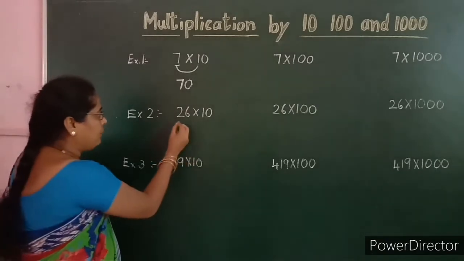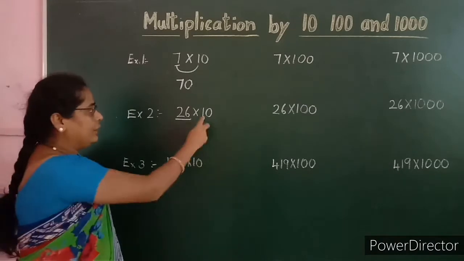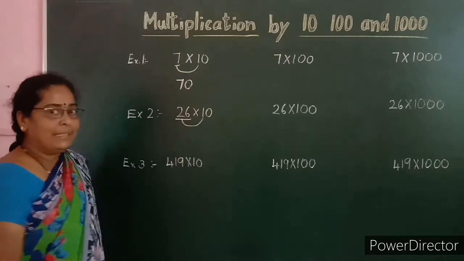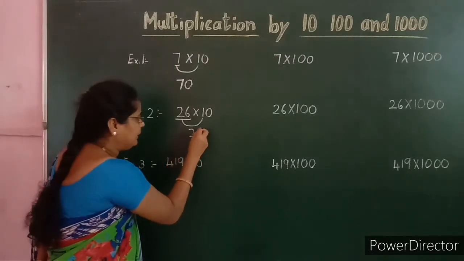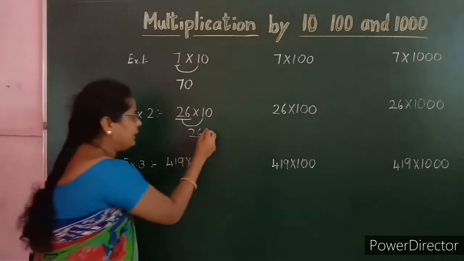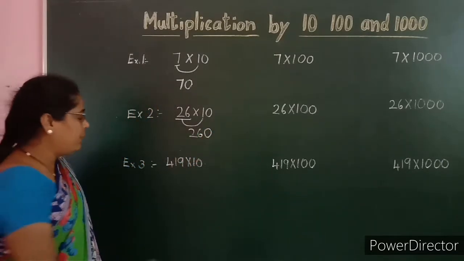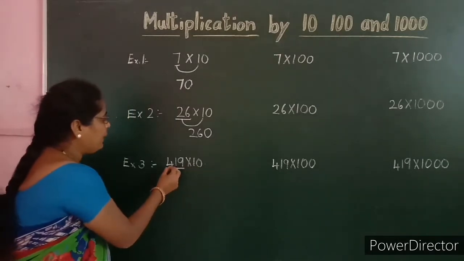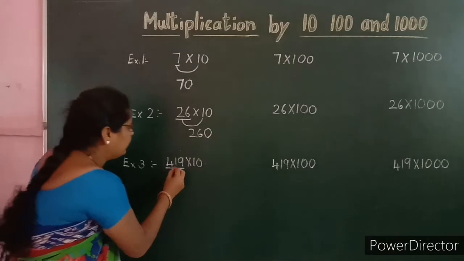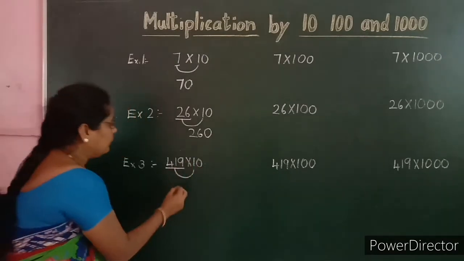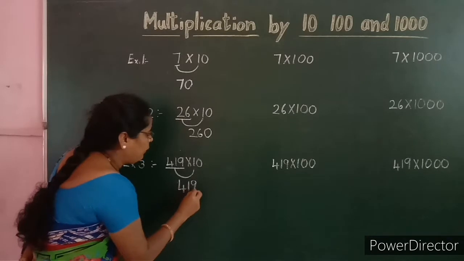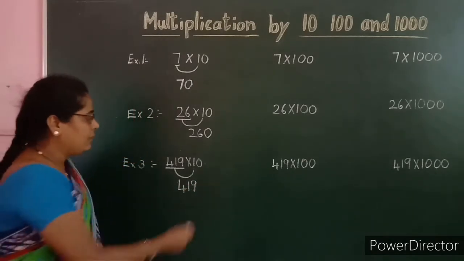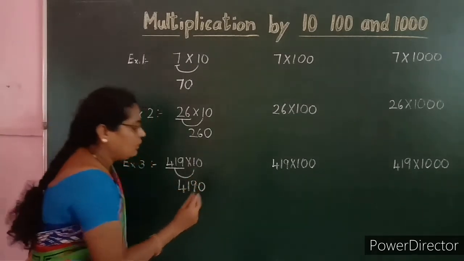Let's see one more example. 26 into 10. Here you multiply 26 into 1. 26 ones are 26. Then write 10. One more example. 490 into 10. Here you multiply 490 into 1. That is 490. When we multiply a number by 1, the answer is the number itself. Then you write the number of zeros.